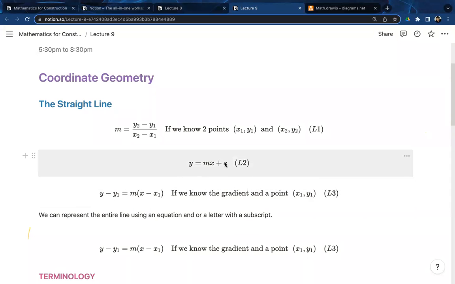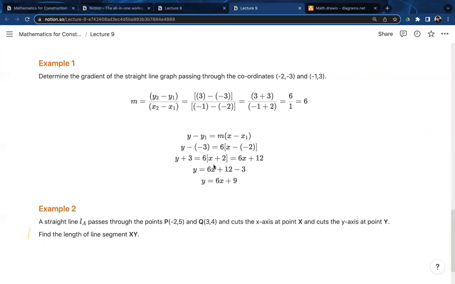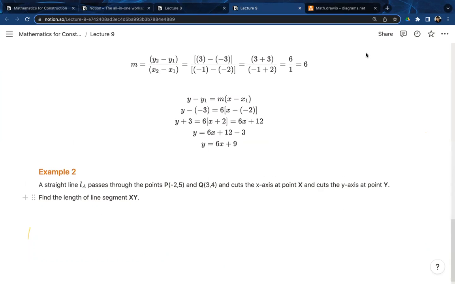Once you have the equation of a line, it's easy to determine what the y-intercept is, because that is c. The x-intercept is where the line cuts the x-axis. On the x-axis, all points have a y value of 0. So if you substitute y equals 0 into the equation, the value of x that is solved is the point on the x-axis that the line passes through. So that could help you find the coordinates of the points X and Y.